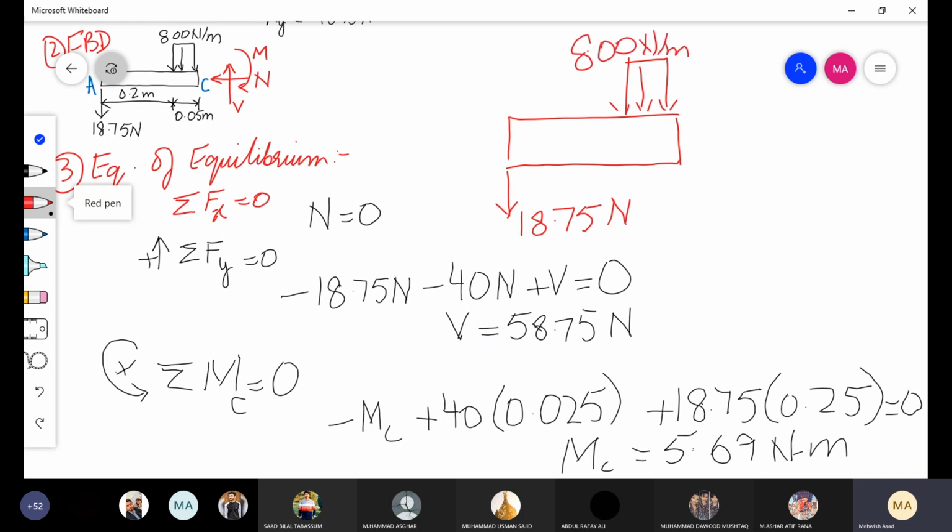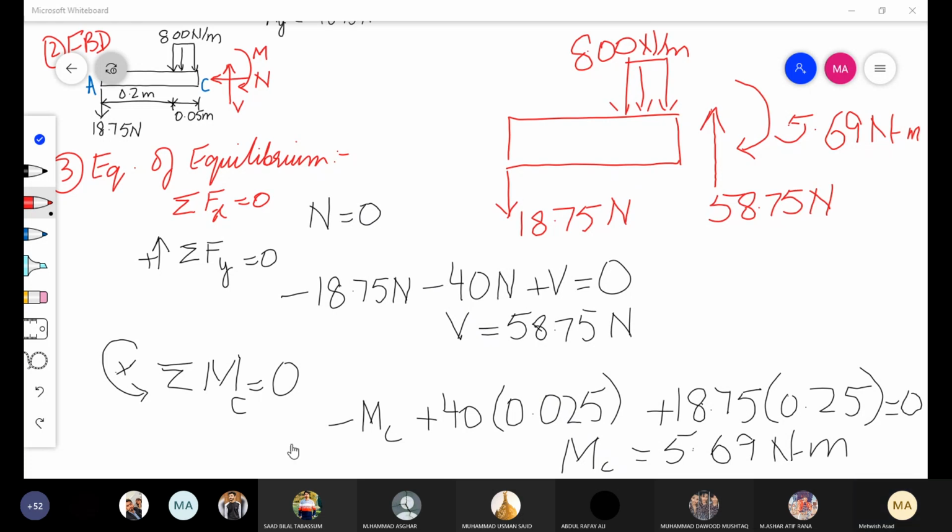The internal forces are: upward V, this is 58.75 Newton, and clockwise moment, this is 5.69 Newton meter. Clear? Any question?